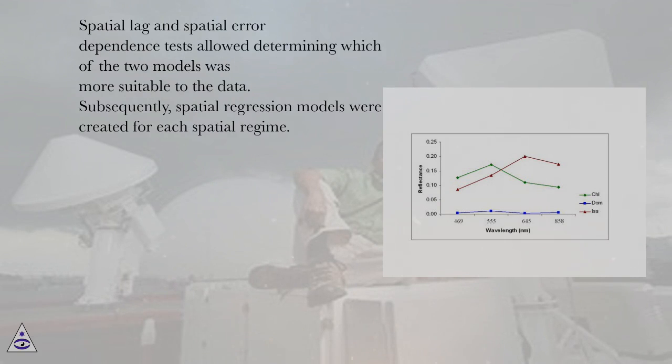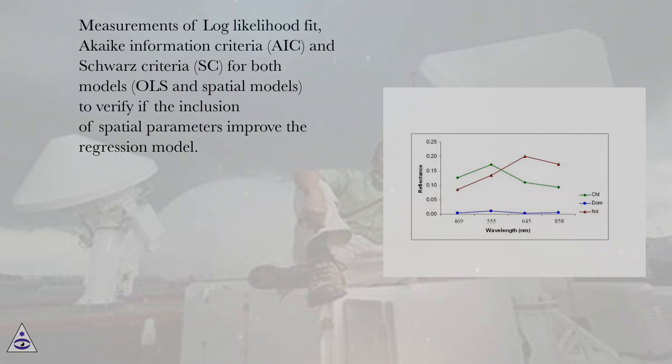Spatial lag and spatial error dependence tests allowed determining which of the two models was more suitable to the data. Subsequently, spatial regression models were created for each spatial regime. Measurements of log likelihood fit, Akaike information criteria, AIC, and Schwartz criteria, SC, for both models, OLS and spatial models, were used to verify if the inclusion of spatial parameters improved the regression model.